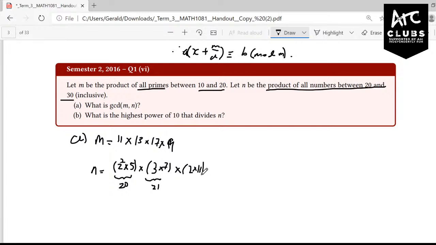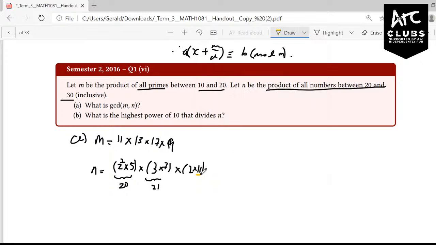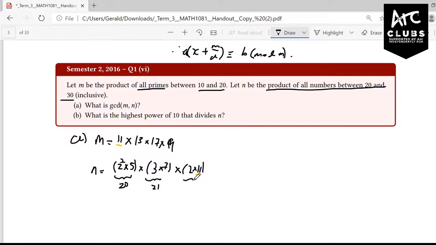And what you'll observe is that 11 pops in both of these numbers. So I'm going to highlight that. So we have this 11 here. So we're just going to highlight these. All right, let's keep going. So this was 22. What about 23? Well, 23 is prime. So that's just 23.